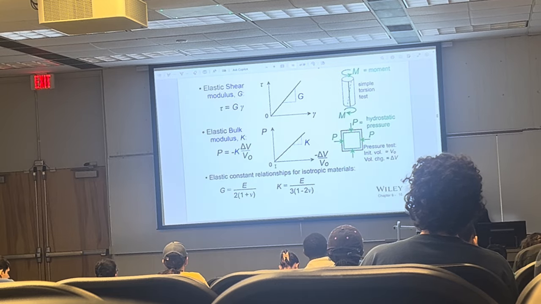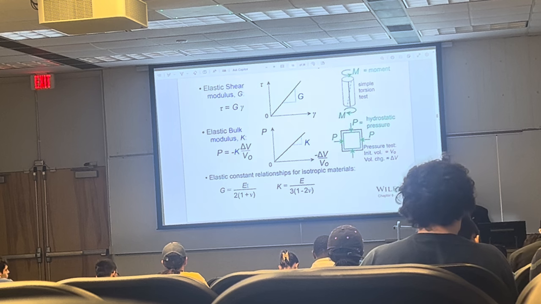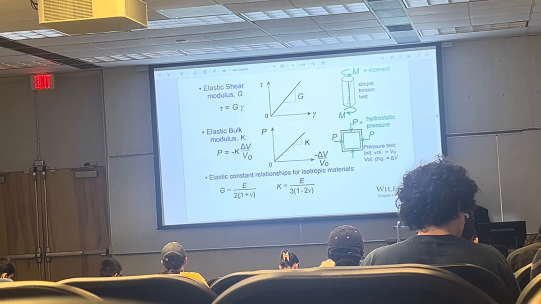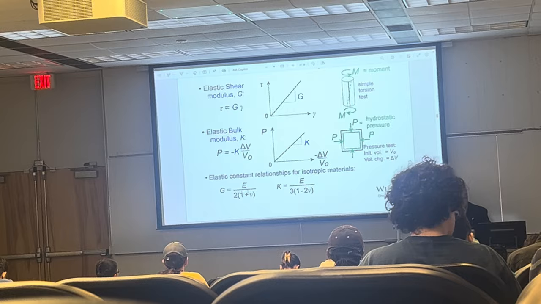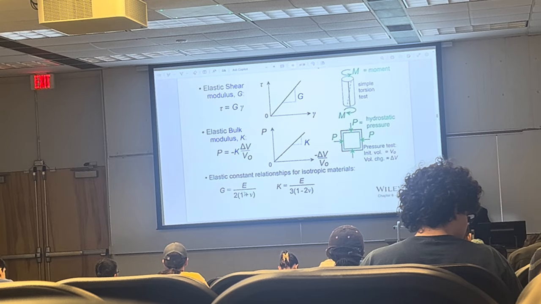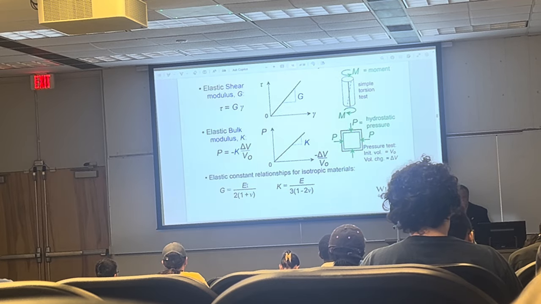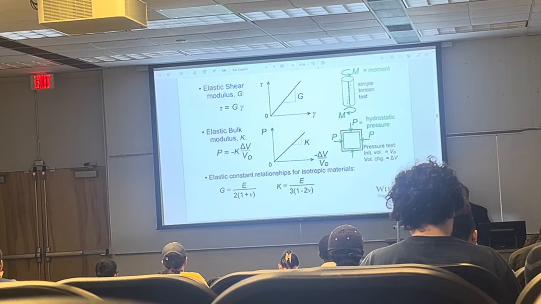And there's a relationship, for isotropic materials, between the shear modulus and the elastic modulus. So shear modulus is equal to E divided by 2(1 plus nu). And you can see that depending on what the Poisson's ratio is, the shear modulus is roughly half of the elastic modulus. And the table typically would list both shear and elastic modulus, and this is a relationship for the bulk modulus.